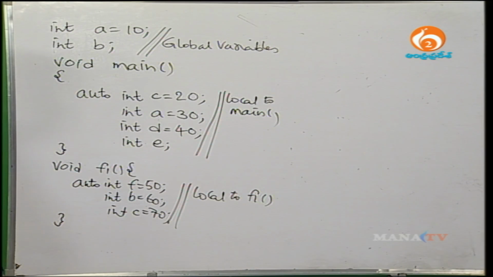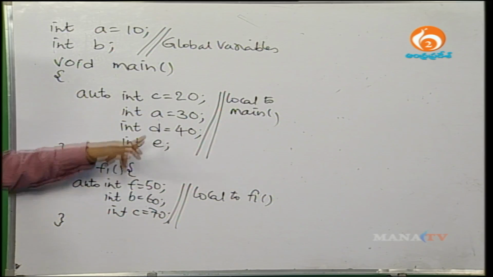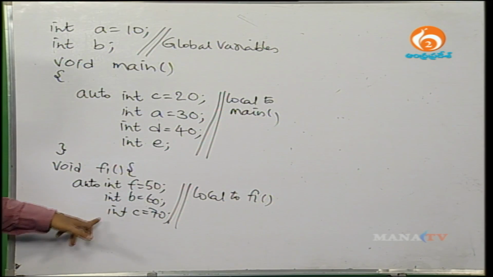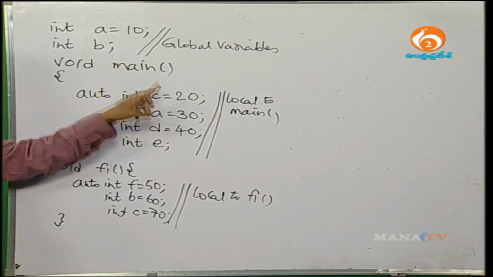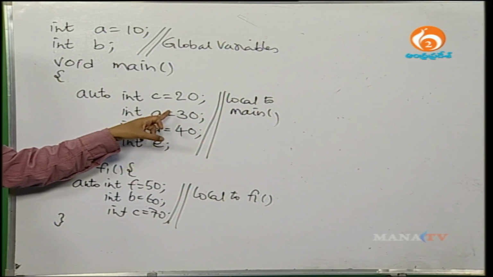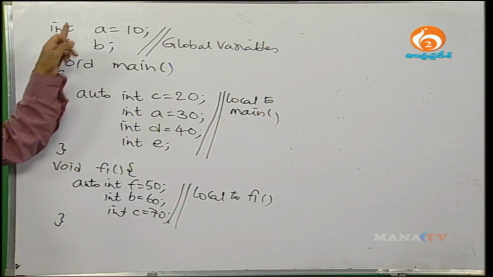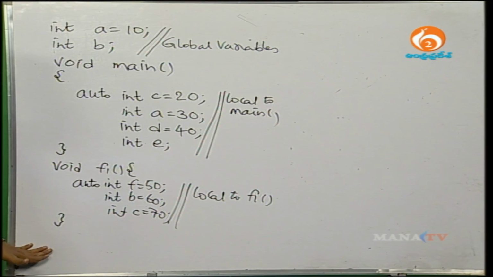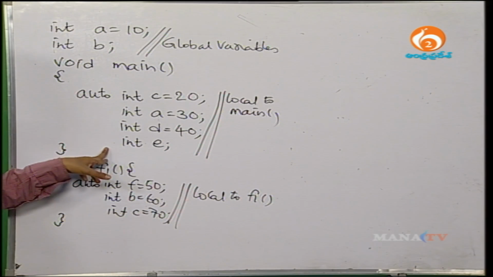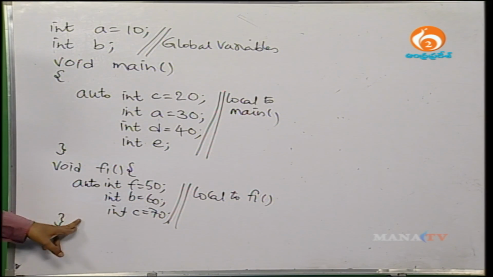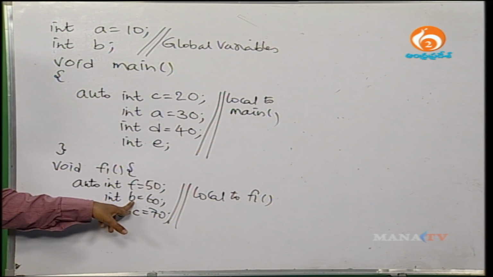Next, here a is not visible to the f1 function. If I try to write printf of a, I will get the answer 10, but not 30, because this a is global to the whole program. Global means it is visible throughout the program. Here also b, if I try to write b here, I will get a garbage value. If I try to write b here, I will get 60, because here a local variable is there.